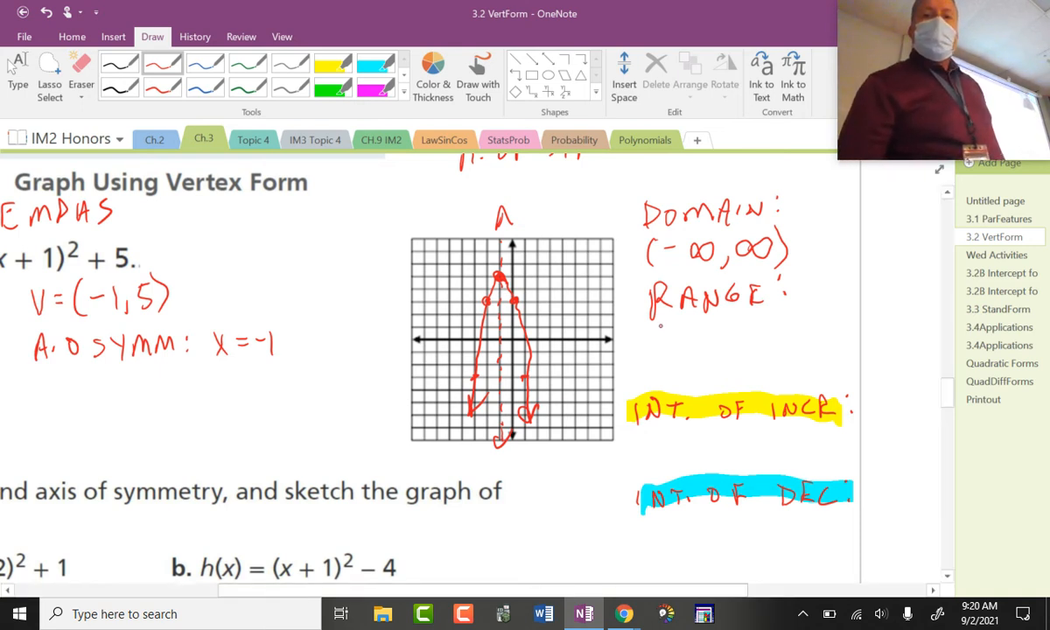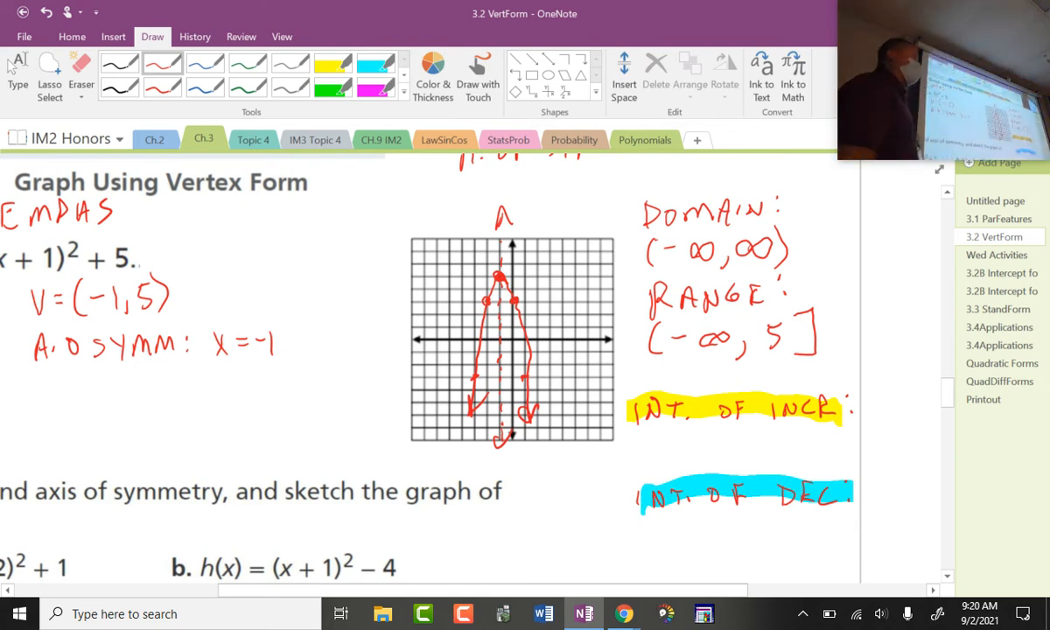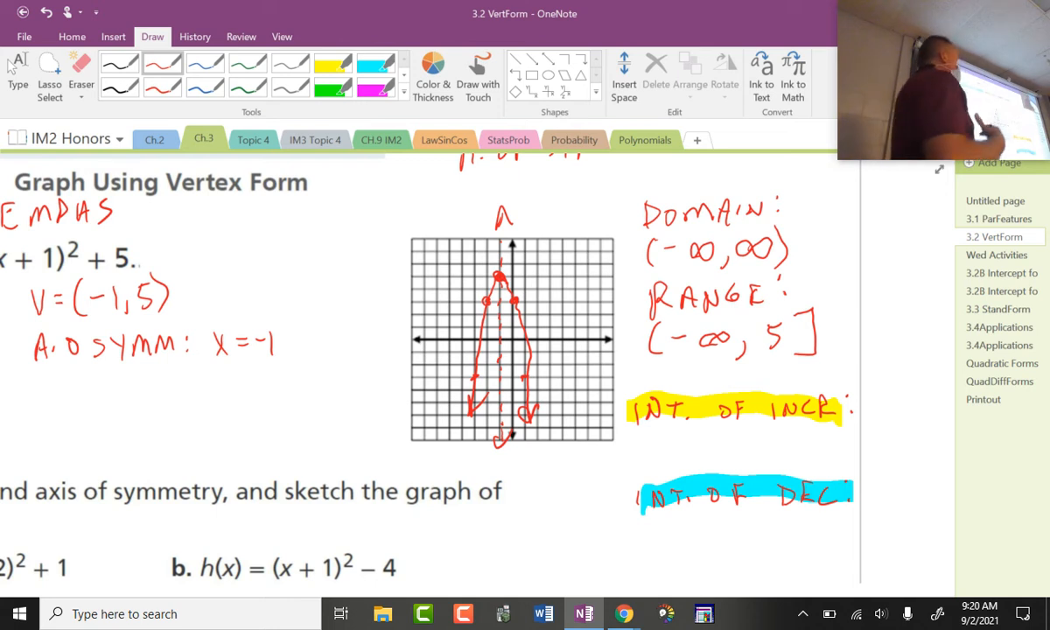But here's how you've got to write it. I know the top y value is 5, but you don't start with 5. You go in number line order. It's a bracket because 5 is a range value. 5 exists as a y coordinate. It's the highest y coordinate that exists.